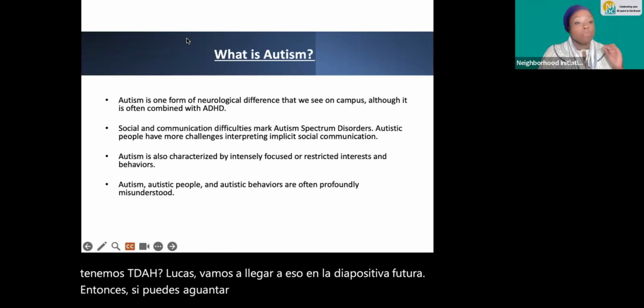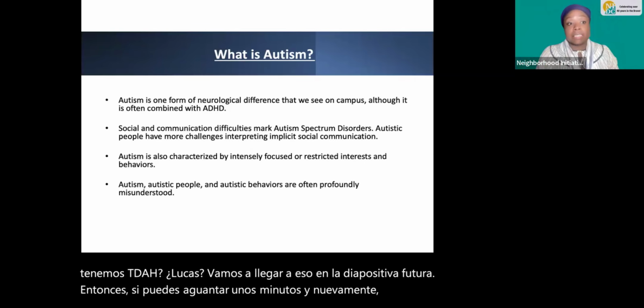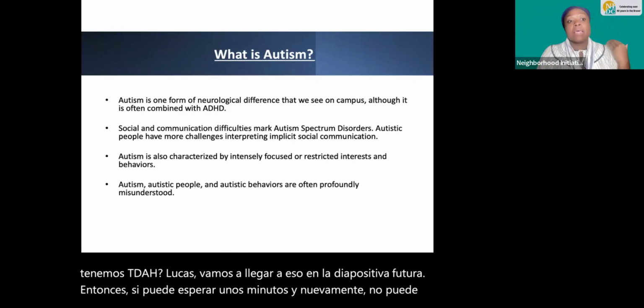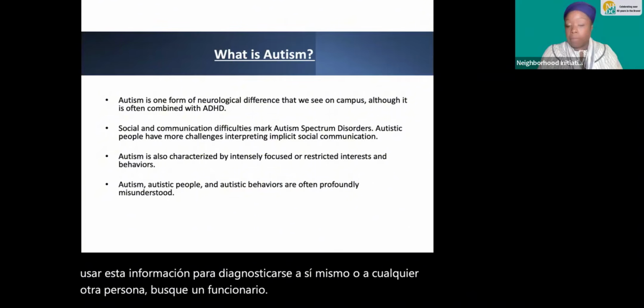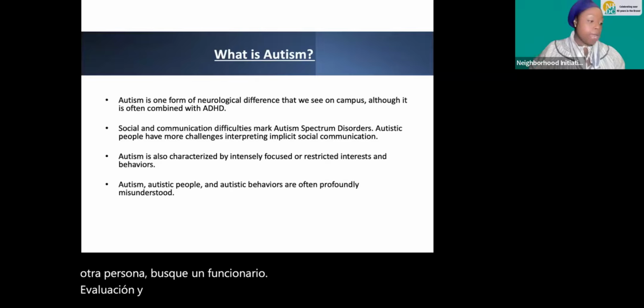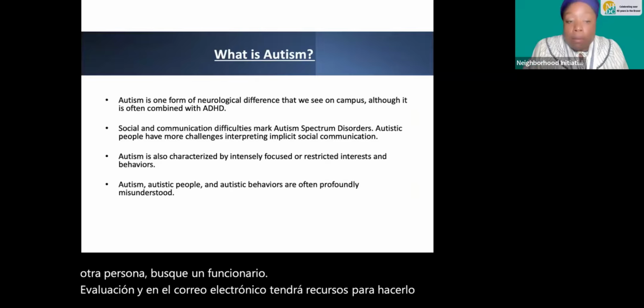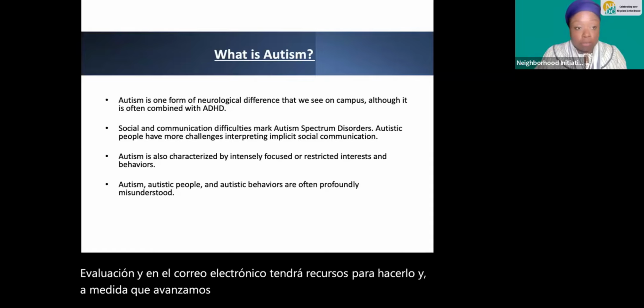And again, you can't use this information to diagnose yourself or anyone else. Please get an official evaluation. And in the email, you'll have resources to do that and as we go through the workshop. But autism is a spectrum.